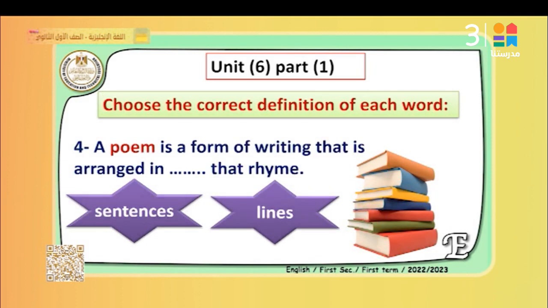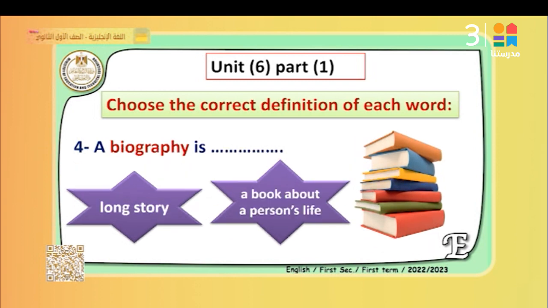And a poem. What is a poem? As I told you, a poem is a form of writing that is arranged in lines. When we read a poem, is it written in sentences or in lines under each other? Of course, it's written in lines. If you read a novel, it will be written in sentences next to each other. But when you read a poem, you will find it written in lines under each other.